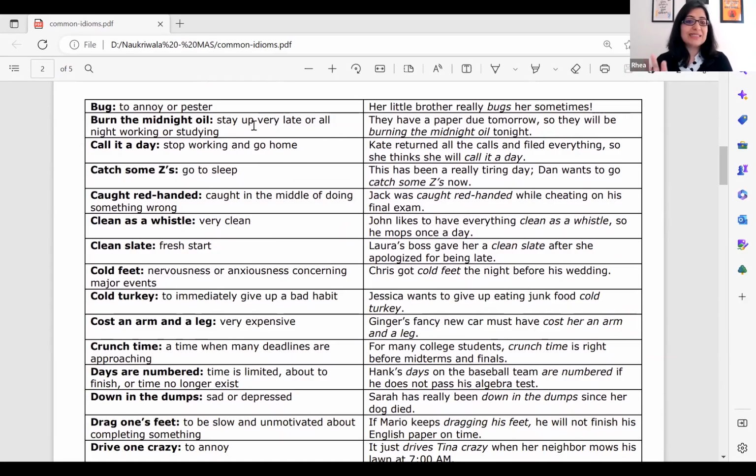I'm sure you would have read this in at least one English textbook if you've gone through it. Burn the midnight oil means to stay up the entire night or till very late because you are working or studying. Now, this typically happens during exam time, right? They have a paper due tomorrow, so they will be burning the midnight oil.